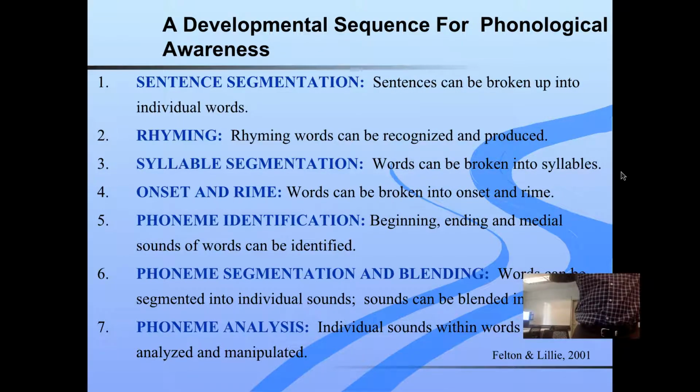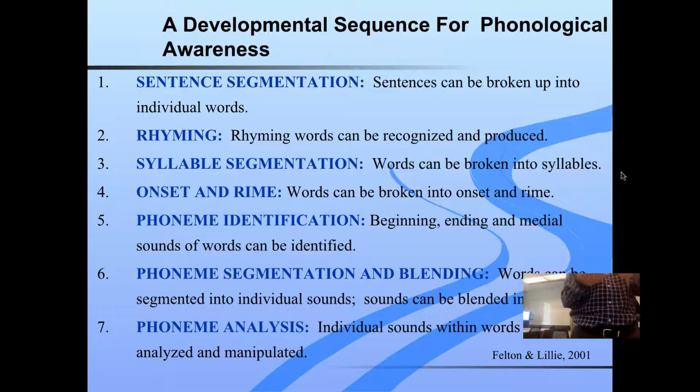First, can they be broken up into individual words? The dog went to the store, or you usually start with shorter, 3-word sentences. Mom loves you. What words are in that? What's a word that rhymes with cat? The segmentation and onsets and rhymes we've talked about.